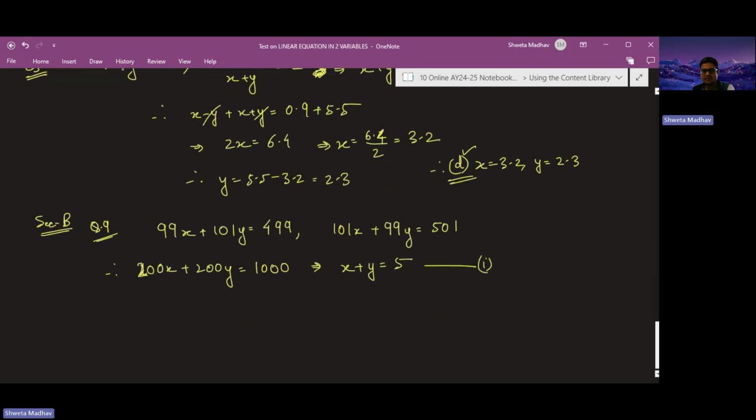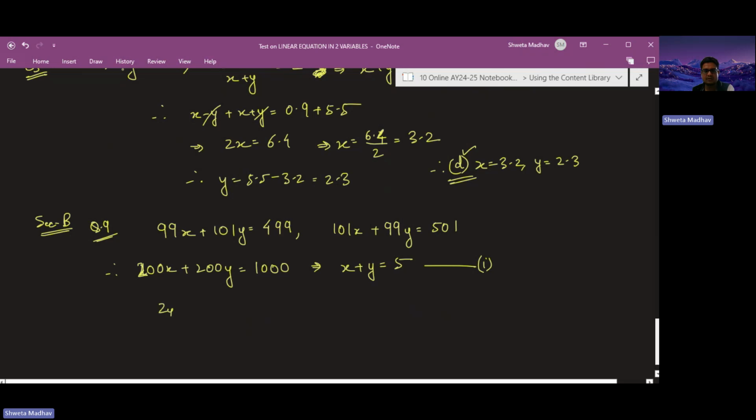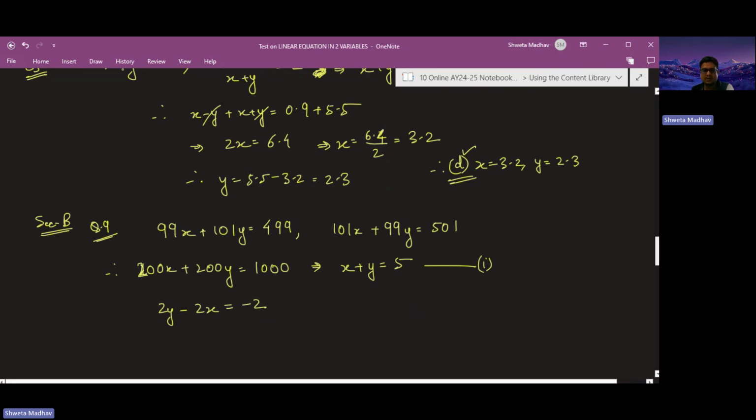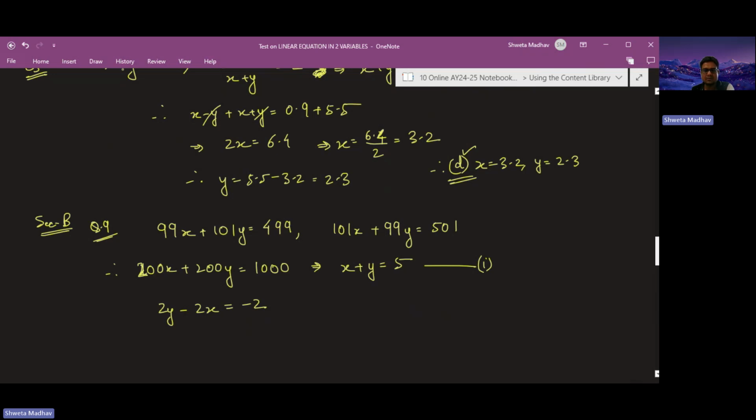This is our equation 1. Similarly, we can subtract these two equations. From the first equation, we subtract equation 2. So then we will get 2y minus 2x, that will be equal to 499 minus 501, which is minus 2. So therefore, we will get y minus x is equal to minus 2. So this is our equation 2.